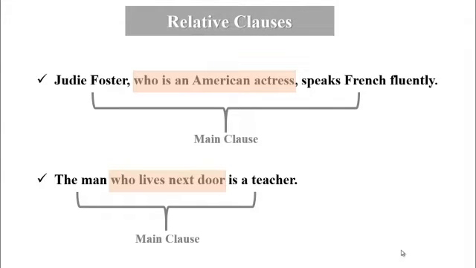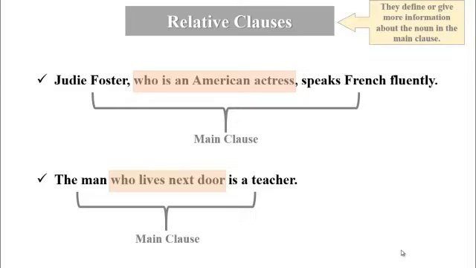So what do we mean by relative clauses? Let's go back to the first example. Who is an American actress? Here this clause gives extra information about the American actress Judy Foster. In the second example, "who lives next door", here this clause shows which person we are talking about. Which man? The man who lives next door. From these two examples, we understand that relative clauses define or give more information about the noun before.